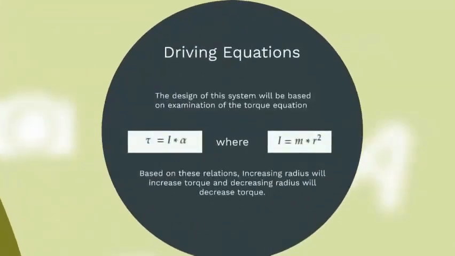The design of this system will be based on examination of the torque equation. The torque in this system will be caused by the force of gravity acting on the mass, which is the bird. The equation for angular torque is moment of inertia times angular acceleration equals torque, where moment of inertia is equal to mass times the radius squared. Based on these relations, increasing radius will increase torque, and decreasing radius will decrease torque.